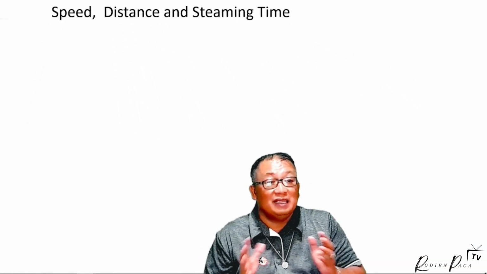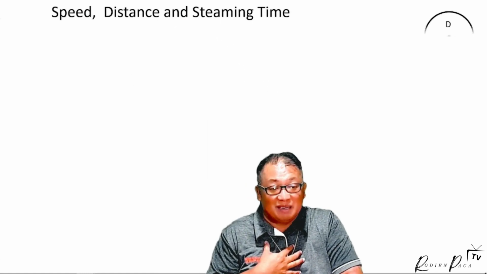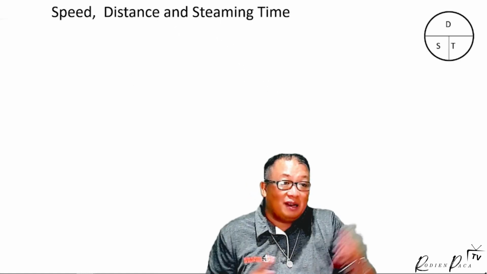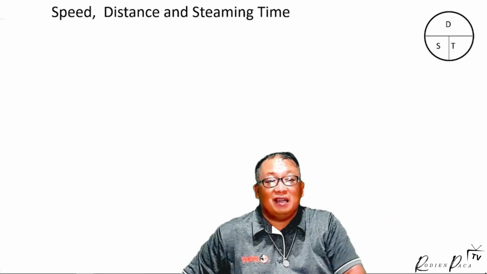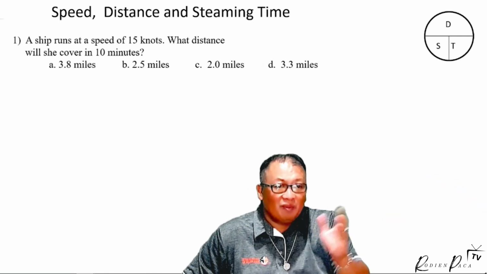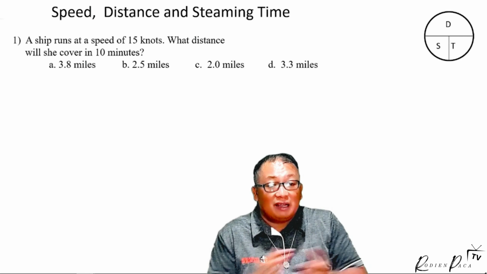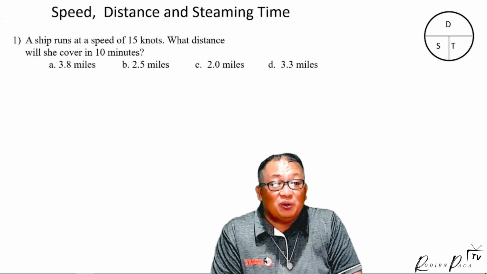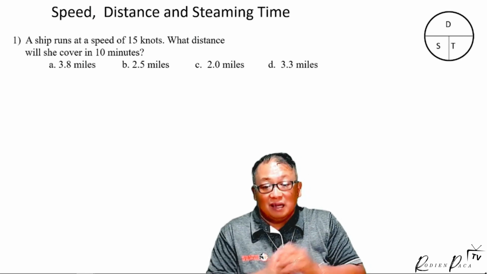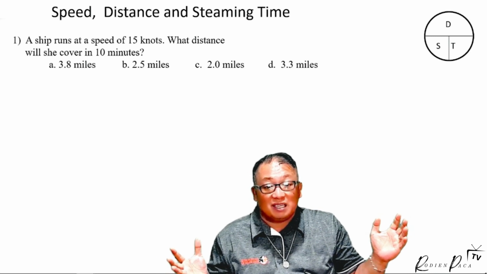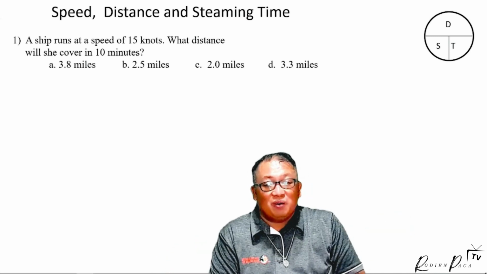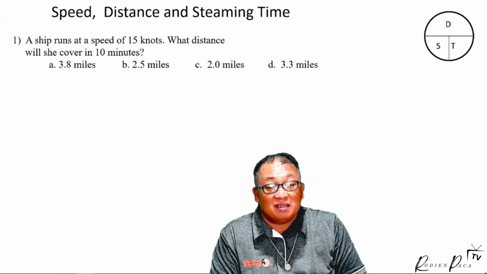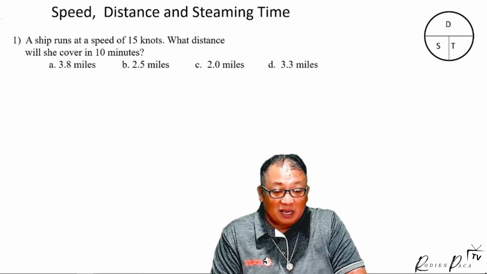Speed, distance, and steaming time. There is a drawing on my side. It is just a tip, but you would clearly see it if you use what I am talking about. A ship runs at a speed of 15 knots. What distance will she cover in 10 minutes? Okay, let's solve by using Excel.